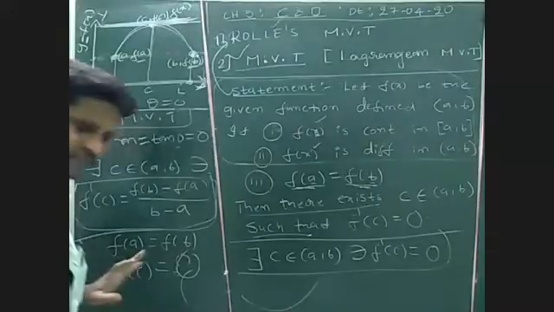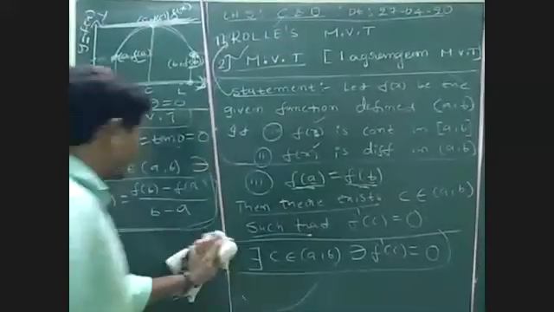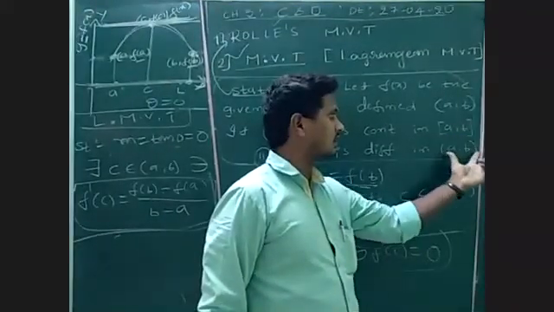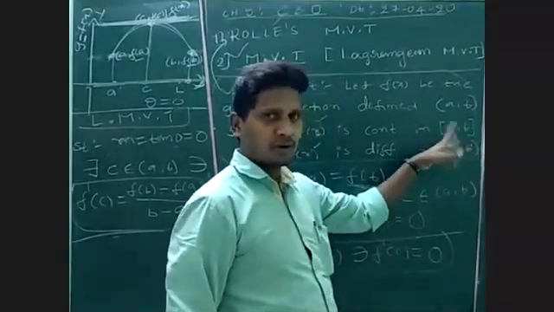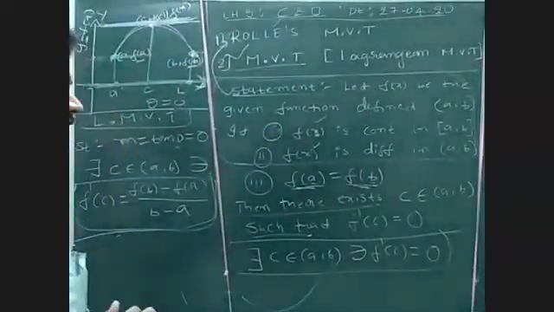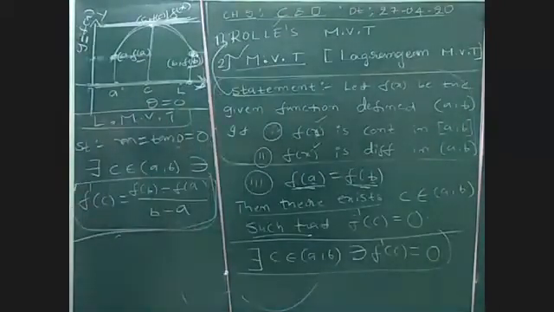Clear? The statement is easy. So by writing the statement, you should write closed here, open here. Don't interchange, don't confuse. Continuous is always closed. Differentiable is always in open. Right? These are the statements. Let's see the problems here.